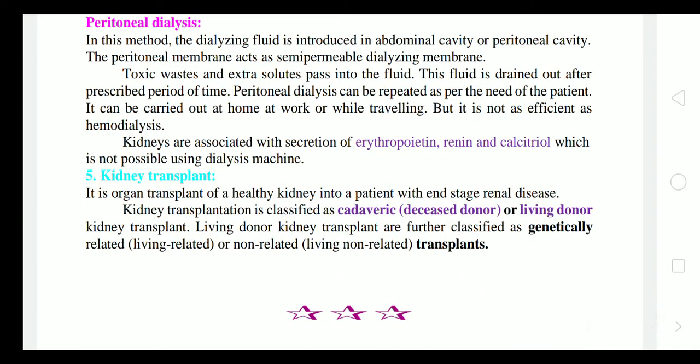Peritoneal dialysis. In this method, the dialyzing fluid is introduced in the abdominal cavity or peritoneal cavity. The peritoneal membrane acts as a semi-permeable dialyzing membrane. So in peritoneal dialysis the blood is not removed from the patient's body, but only the cavity inside the peritoneum, that is the abdominal cavity and the lower pelvic cavity, is filled with dialyzing fluid. The fluid is drained out after a prescribed period of time. Peritoneal dialysis can be repeated as per the need of the patient.